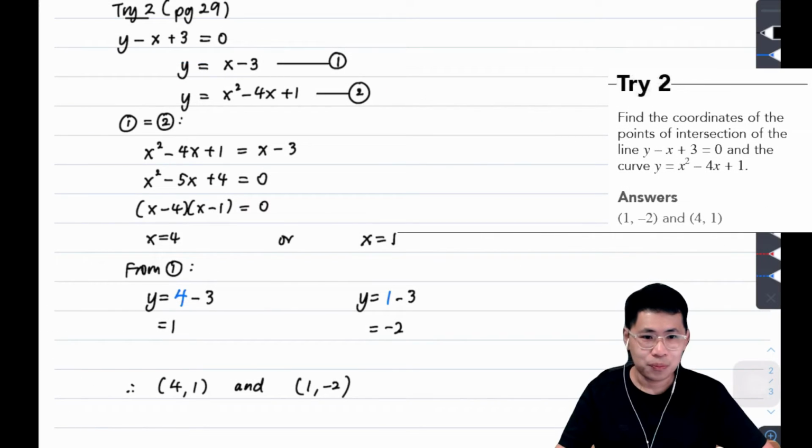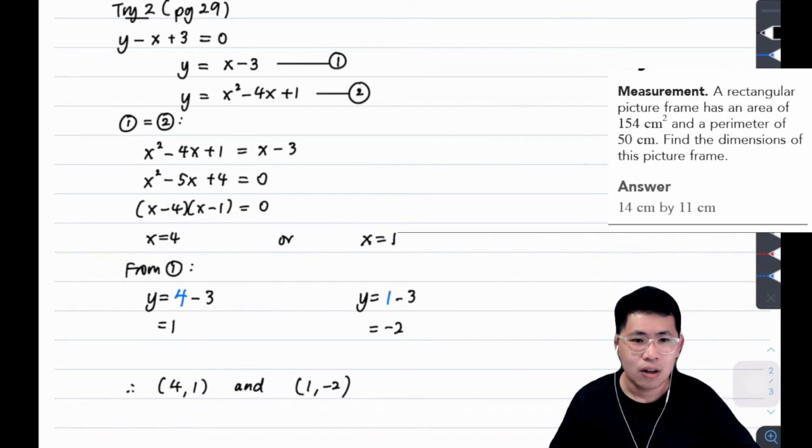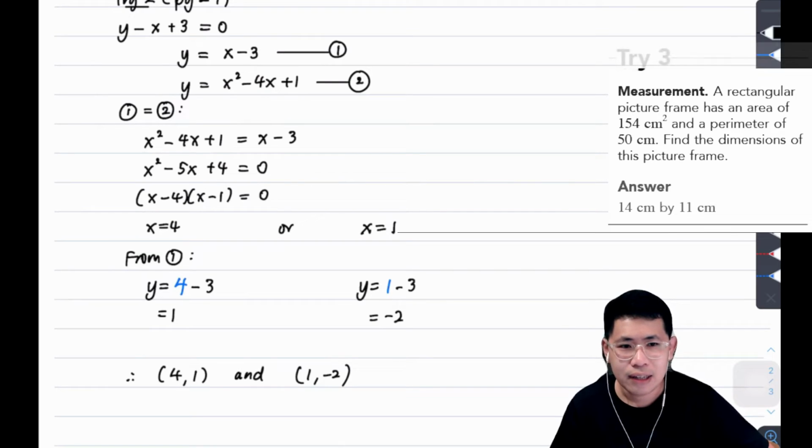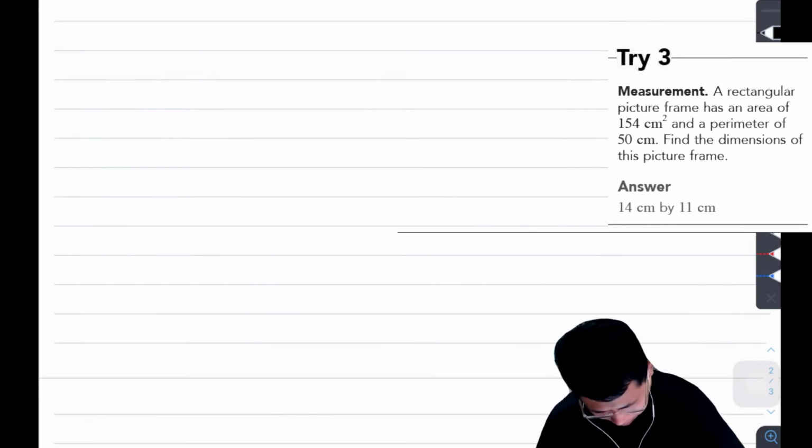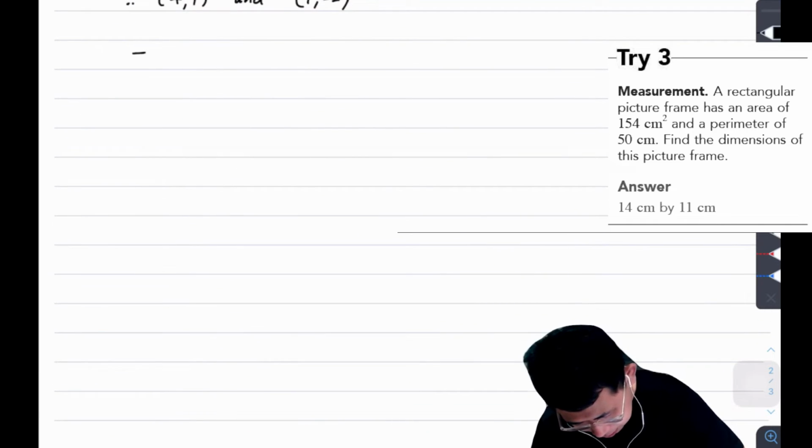Try 2. Okay, alright, let's take a look at try 3. Okay, the third example, try number 3 on the same page.